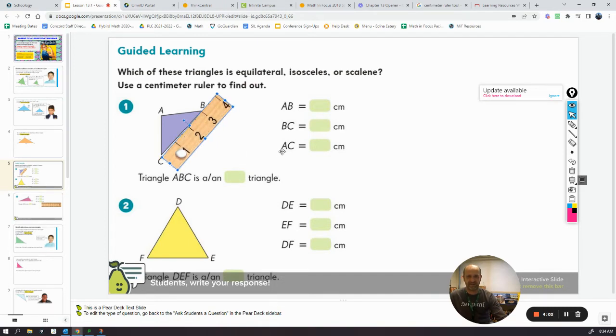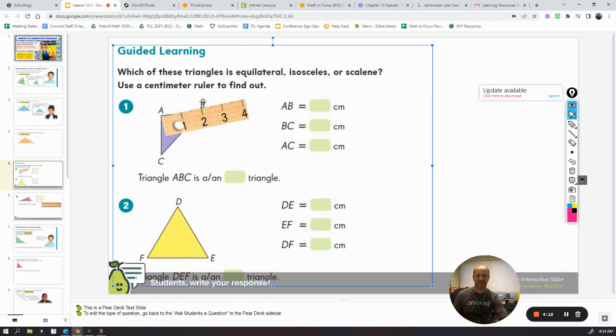Okay. Can you measure that line segment for me? What do you get for CB? Okay, good. Oh no, come on.